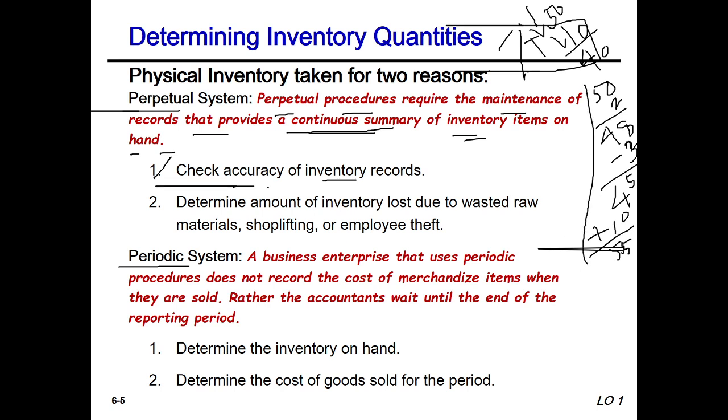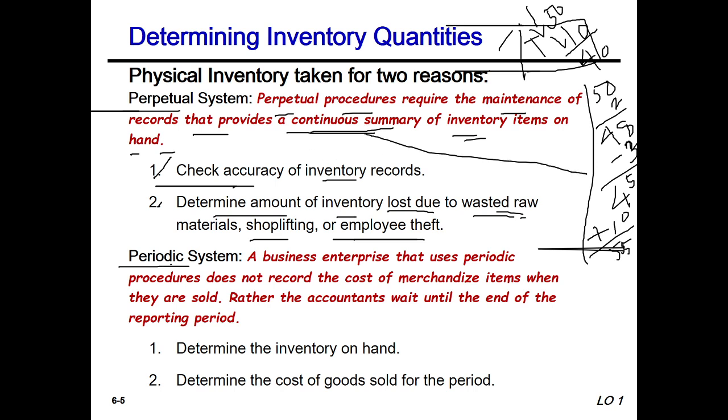We can check the accuracy of inventory records. Second, we can determine the amount of inventory lost due to wasted raw materials, shoplifting, or employee theft. In these cases, we have lost goods. At that time, we can determine the amount of inventory at the end of the day. Okay, thus we call this a continuous summary.